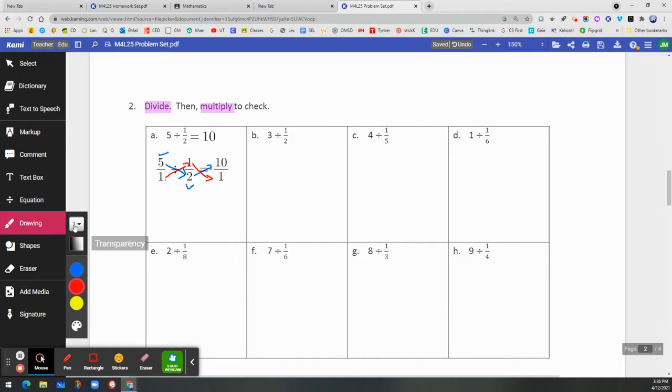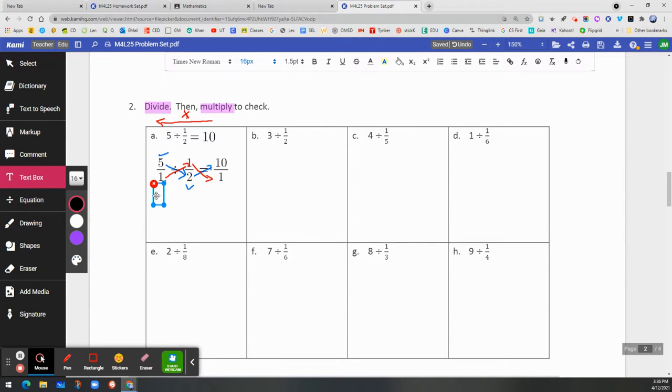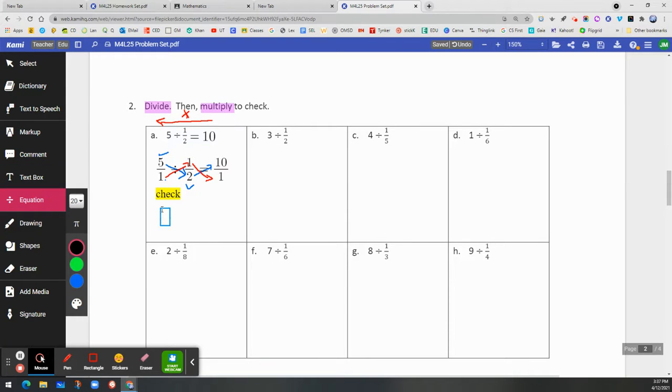Okay, here is the key. You're going to check with multiplication by creating a multiplication, going backwards in this manner. Okay, and we're going to multiply this way. I'm giving you the tools right here. So I'm going to grab the 10. First of all, I'm going to write check. So you know we are checking the actual division. So the answer was 10.